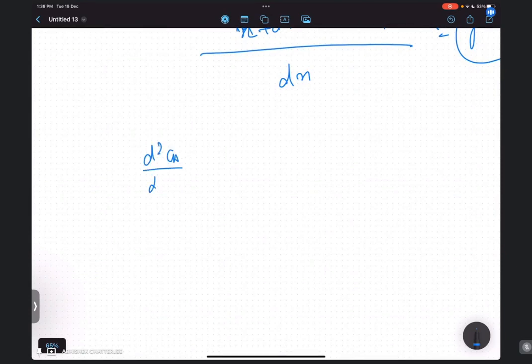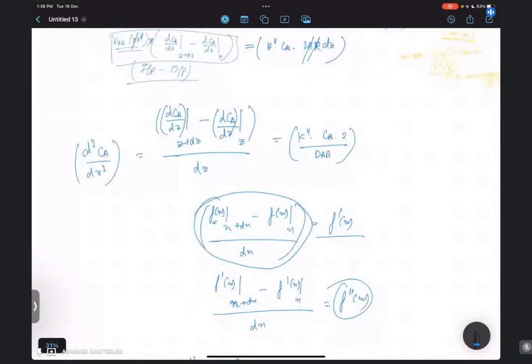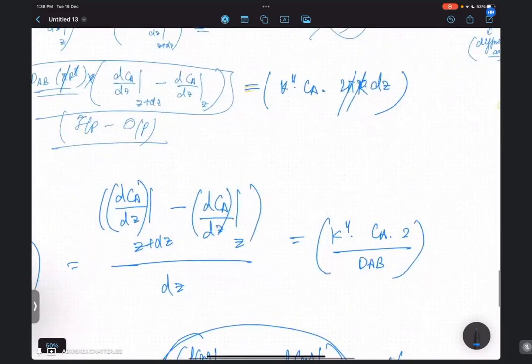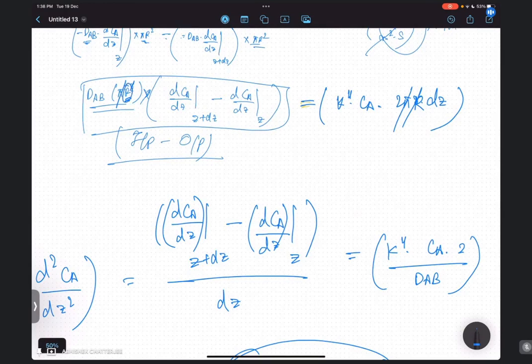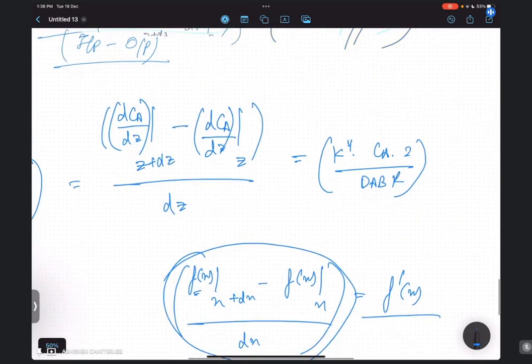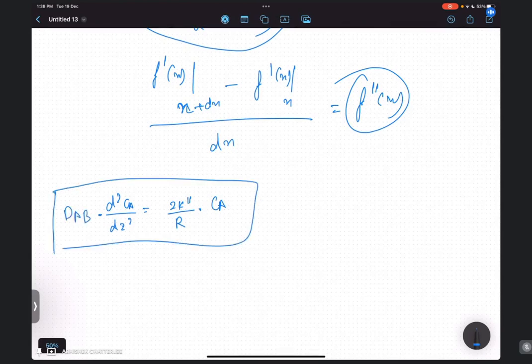Okay, so now overall what we got, क्या मिला था? d square CA by dz square was equal to 2k double dash divided by r. एक r भी होगा. This r is there; it was pi r square on this side, it was 2 pi r on this side, so one r cancels out, so one r will also be left. So we are getting 2k double dash by r into CA, and this side we will be getting our DAB.